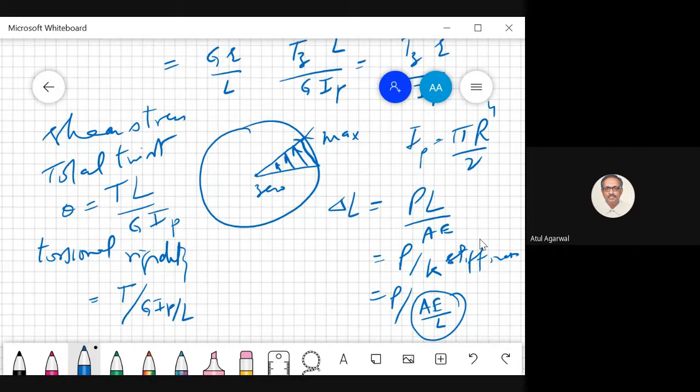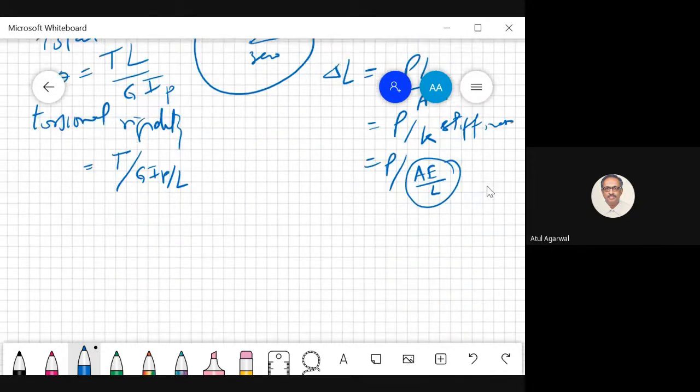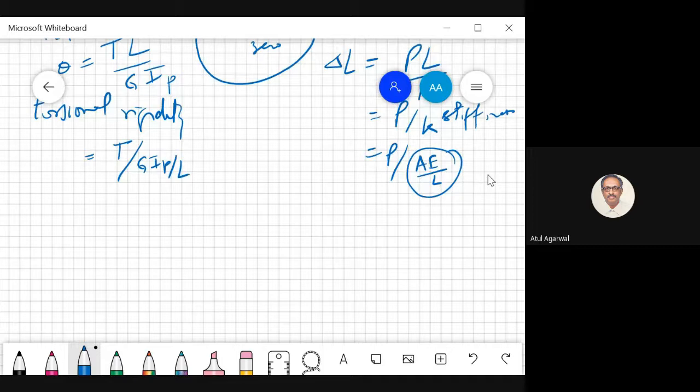So in fact I have covered almost all that is required for torsion. Another thing that I haven't told you is that complementary shear stresses are equal.